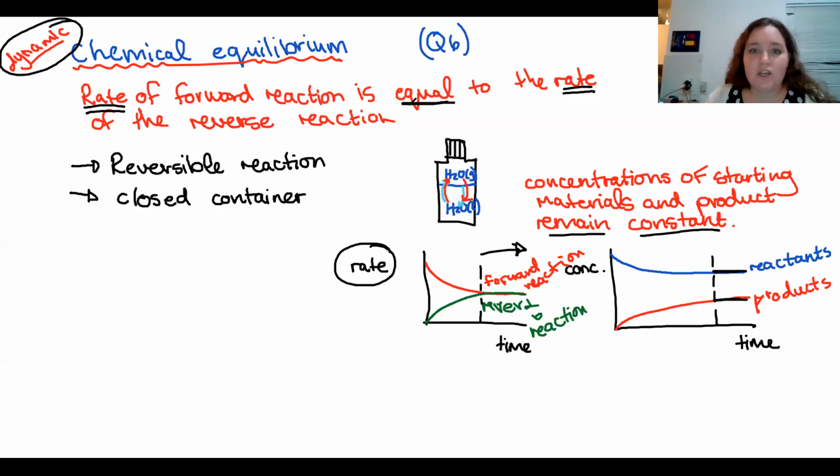So dynamic is changing. Dynamic just means that if you look at this picture, you might get the idea that your reactants stay the same and your products stay the same, so nothing's happening. That's not the case. The reactants are constantly turning into products and the products constantly back into reactants. So you need to understand that there's still a reaction happening. There's still a change happening, and that's why it's dynamic.